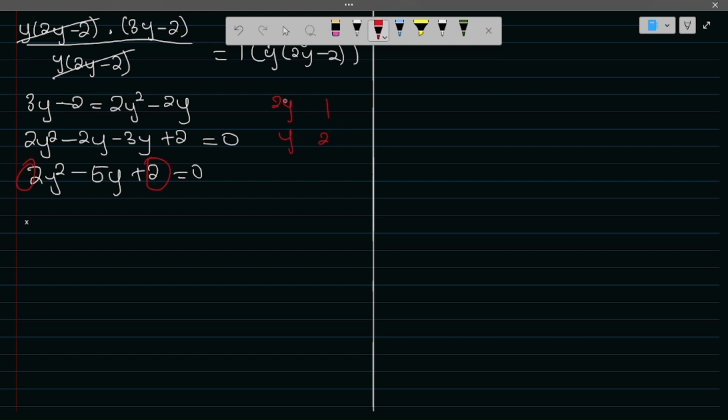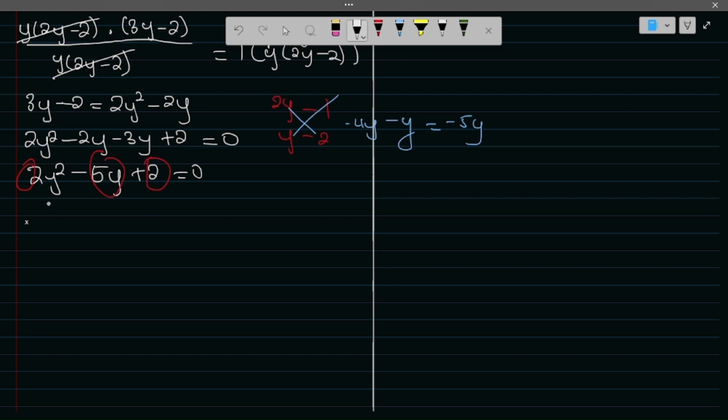Right. So when you multiply this, it's gonna be minus 1 and then minus 2, because our constant needs to be positive. When you multiply 2y and minus 2, it's gonna be minus 4y, and when you multiply y and minus 1, it's gonna be minus y. So minus 4y minus y is equal to minus 5y, which is our middle value, guys. So this factorization is correct.